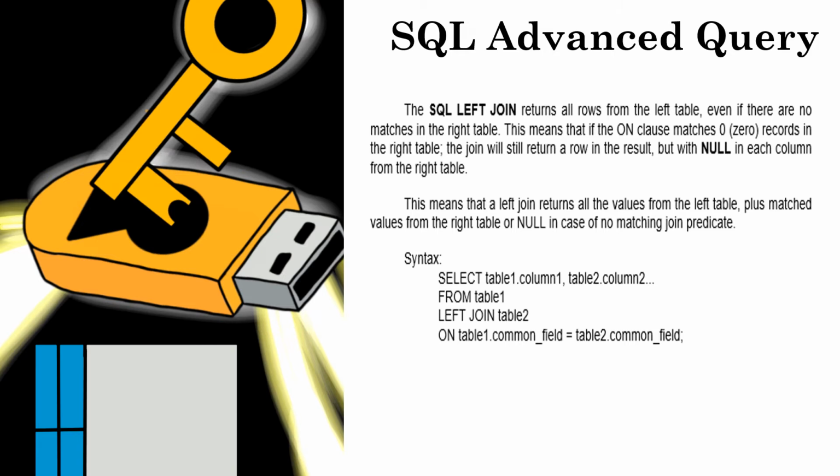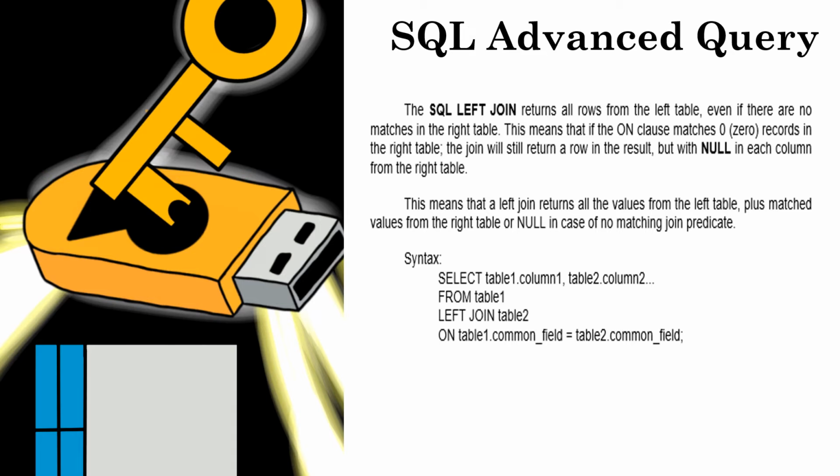How about the SQL left join? This returns all the rows from the left table, even if there are no matches in the right table. This means that if the on clause matches zero records in the right table, the join will return a row in the results but with a null in each column for the right table. So the left join returns all the values from the left table plus matched values from the right table, or null in case of no matching join predicate.